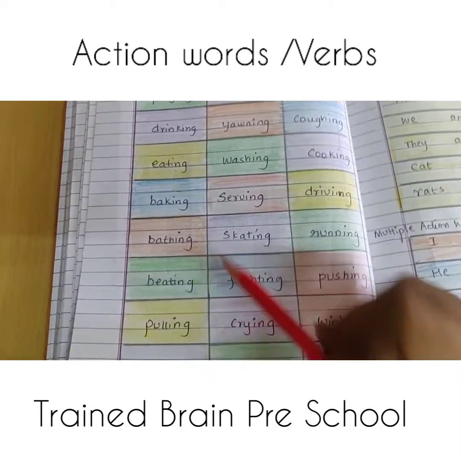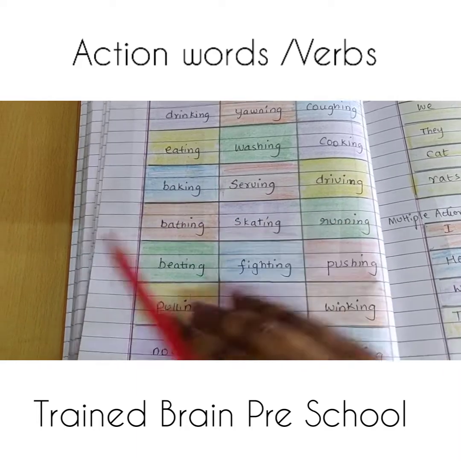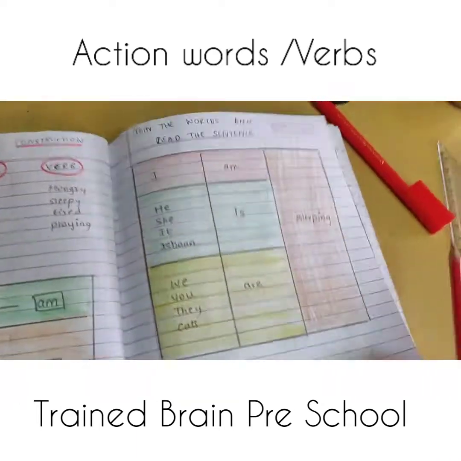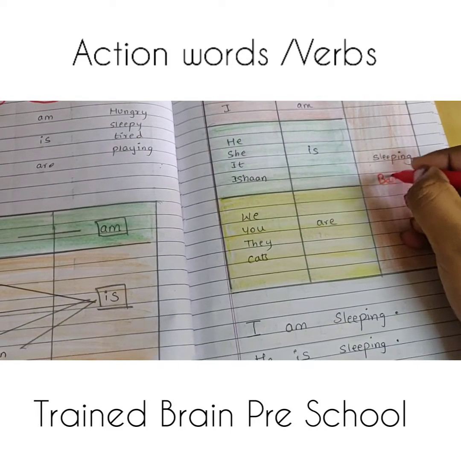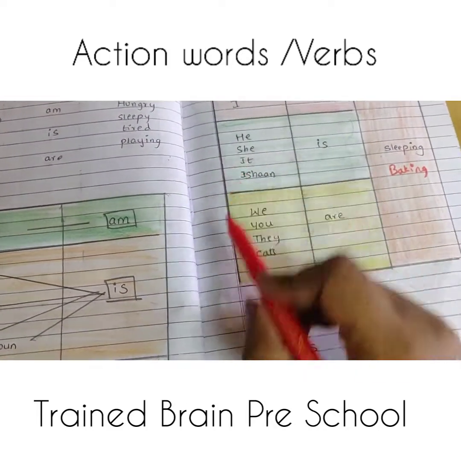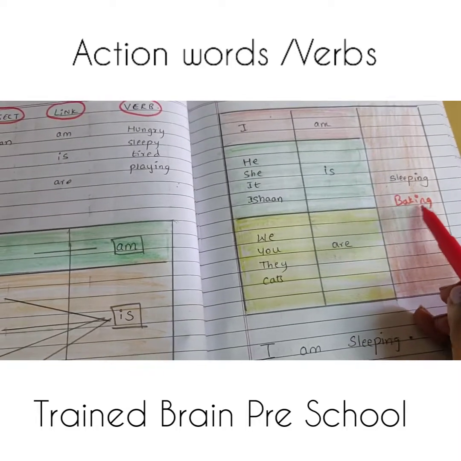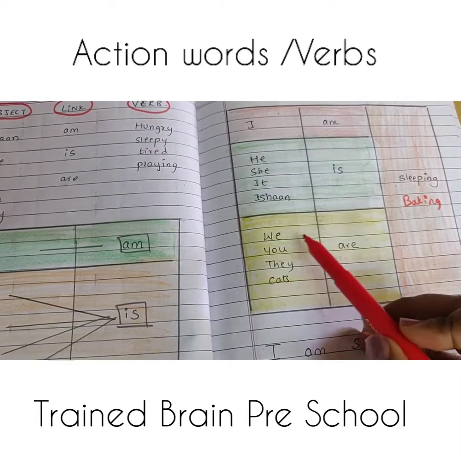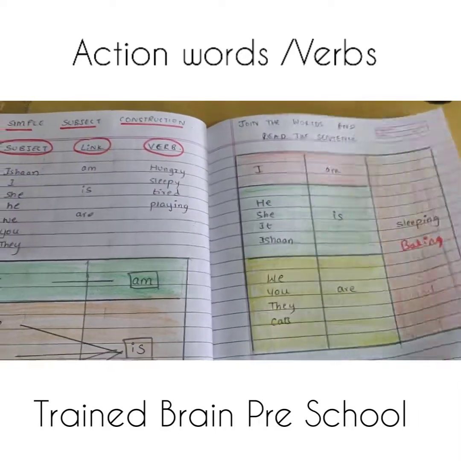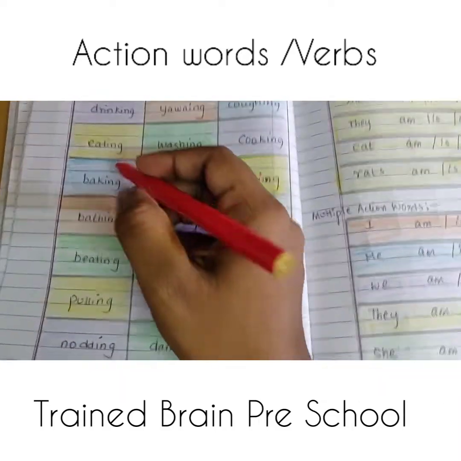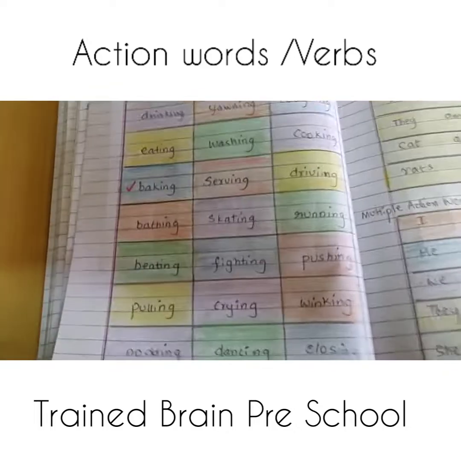Say for example, if I take baking and replace it in my previous worksheet. When I use it as baking, pick any sentence. Ishan is baking. Cats are baking. We are baking. I am baking. So we have completed this action word of baking.